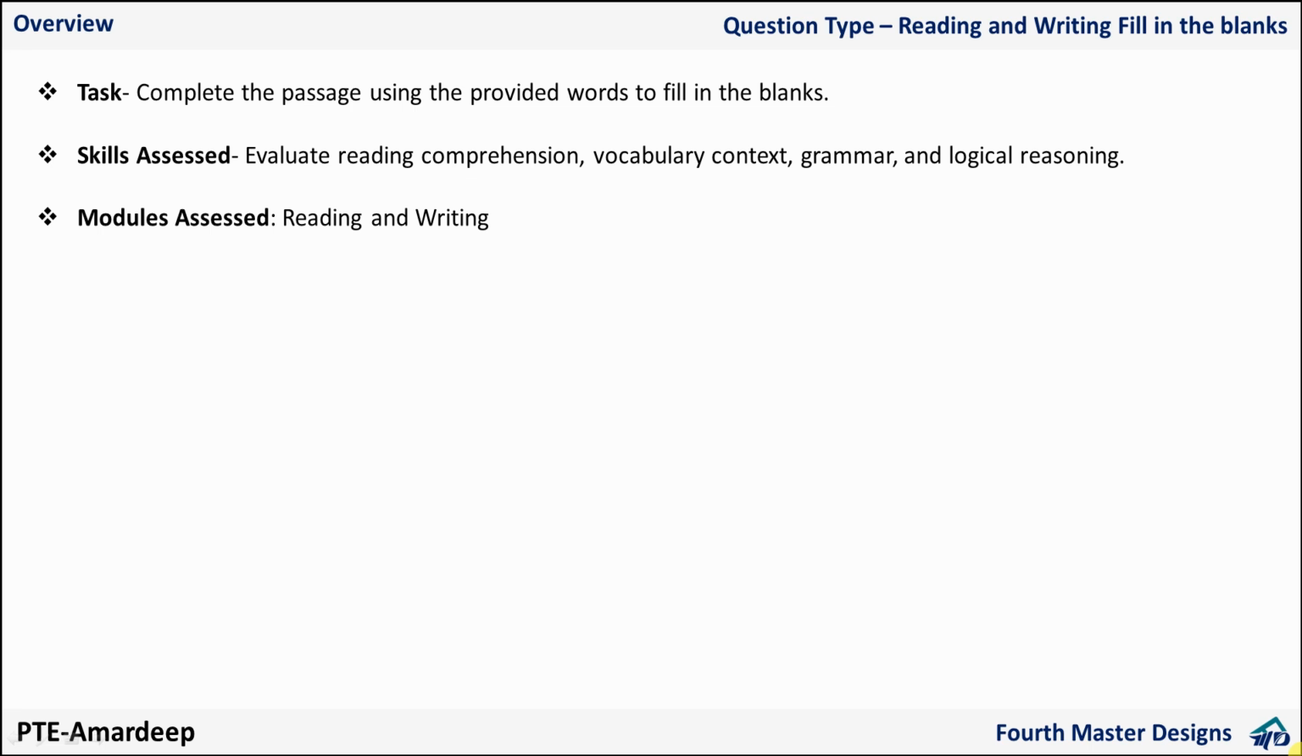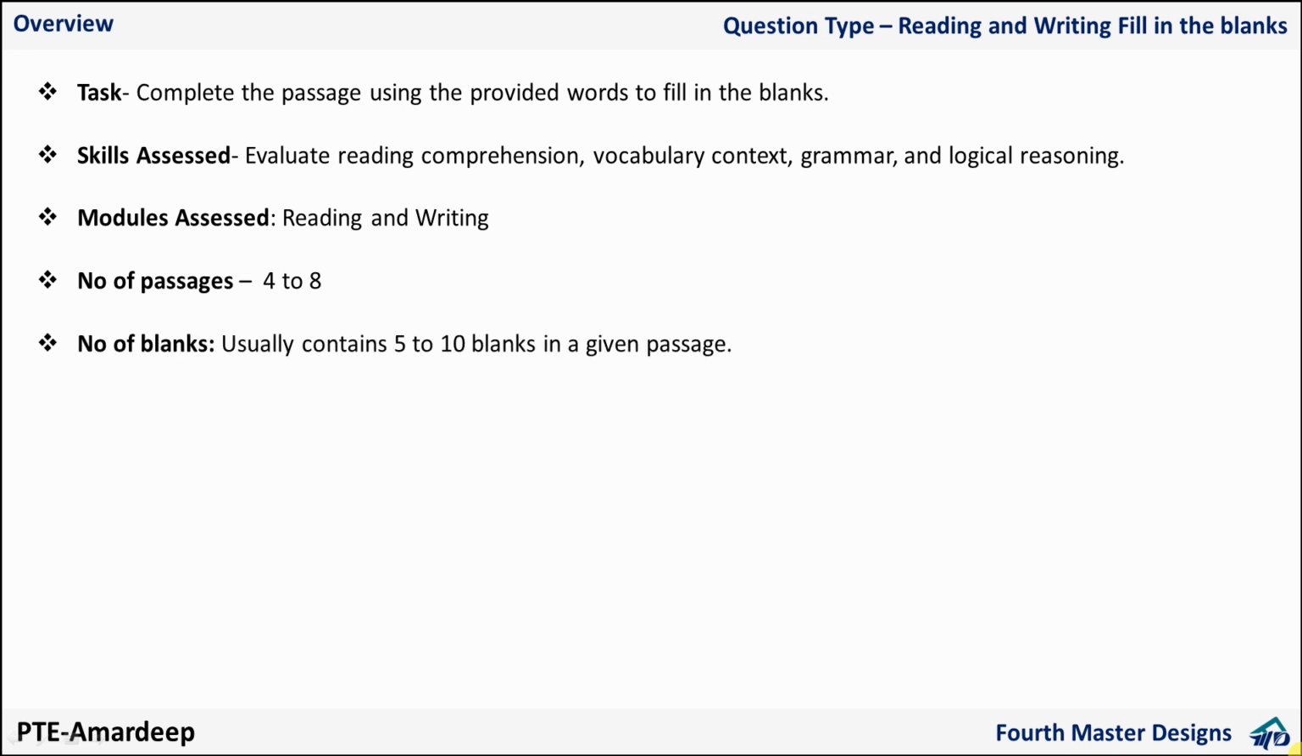They are not just checking whether your answer is correct or not. Sometimes they will give you 2 correct words, and both will be kind of correct. So in that case, you have to select the most appropriate one. So they're checking your logical reasoning, your grammar, your vocabulary, your comprehension skills, and that's why it contributes to both. Okay. Then guys, about the number of passages, you will get maybe 4, maybe 5, maybe 6, it depends. Usually students tell me they got 5 or 6 passages. How many blanks?